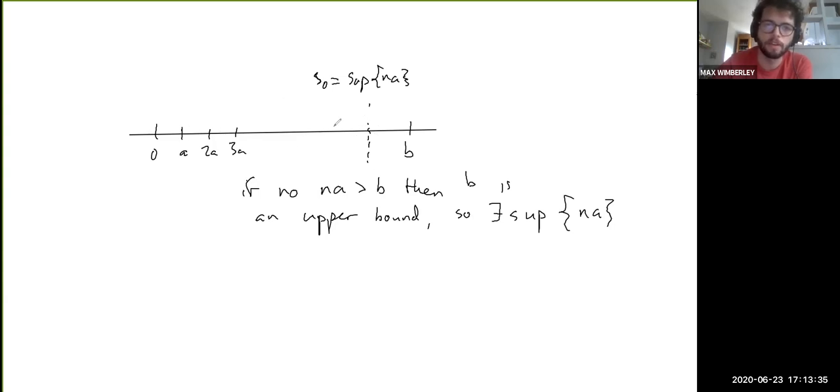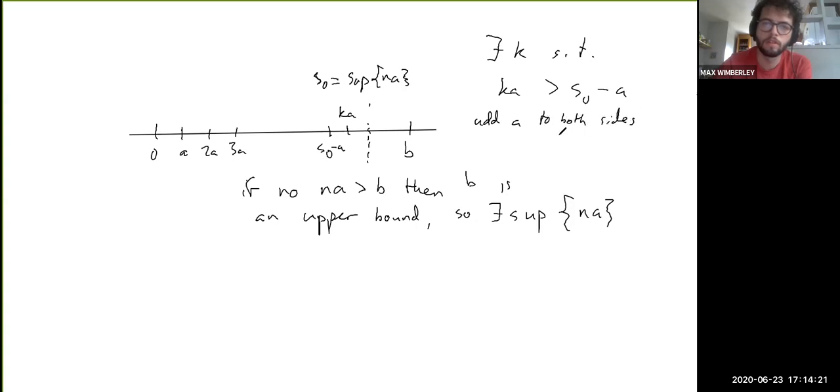So let's say this is S naught minus A now. We just subtracted A from here. This is not allowed to be an upper bound for the multiples of A, because then it would be a smaller upper bound than the supremum. So there has to be some multiple Ka, where K is some natural number, such that Ka is greater than S naught minus A. That's what this is saying. But then if you just add A to both sides, we get that K plus 1 A is greater than S naught.